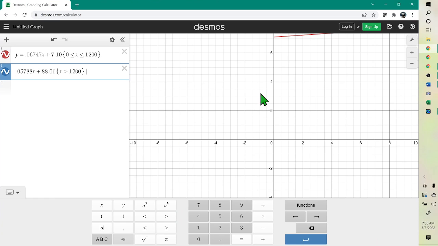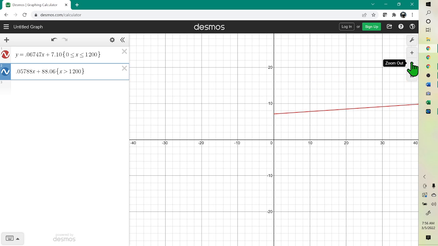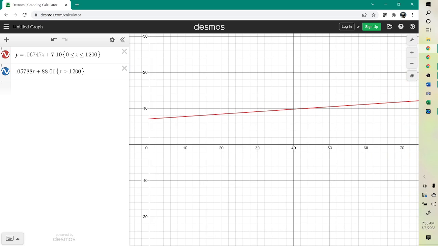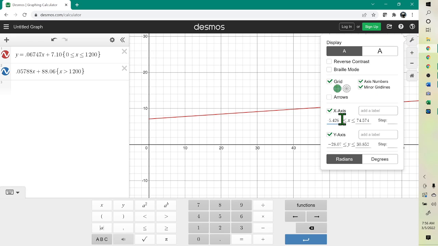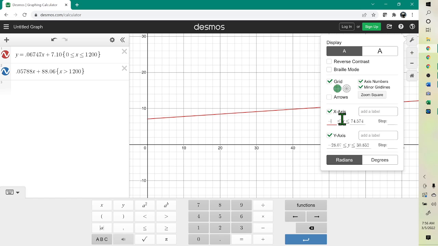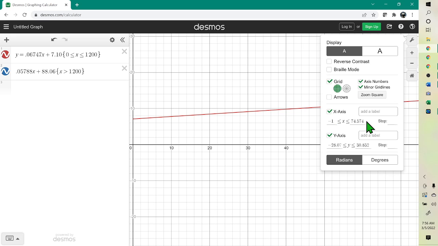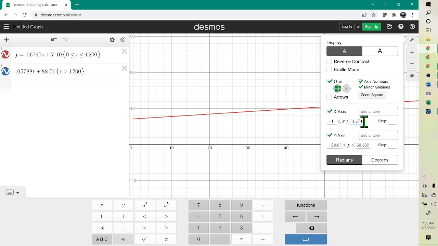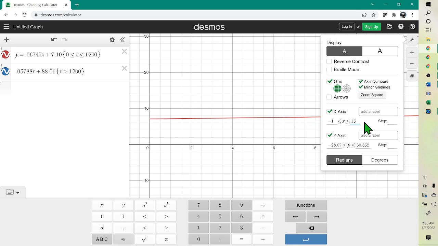And then you can zoom in and out. Or you can use this button here. And we could go -1 to, we want greater than 1200. So I'm going to go 1300.